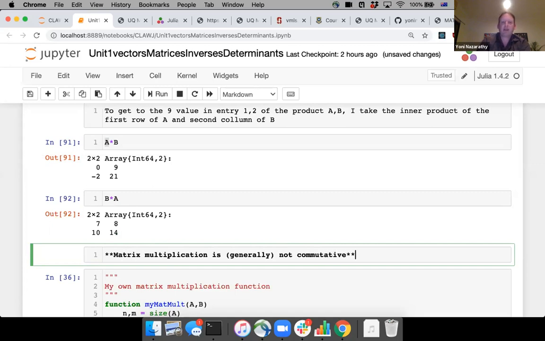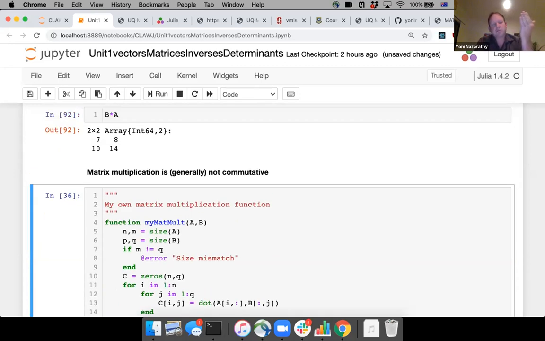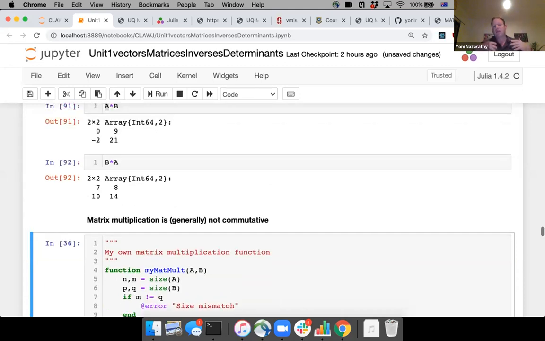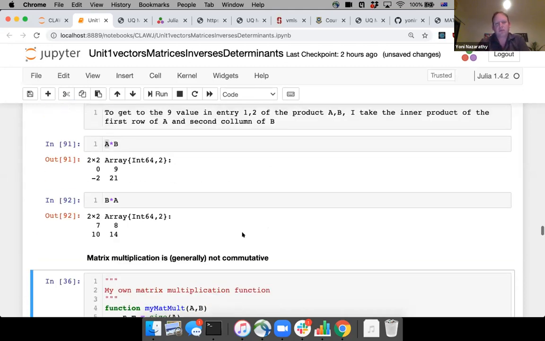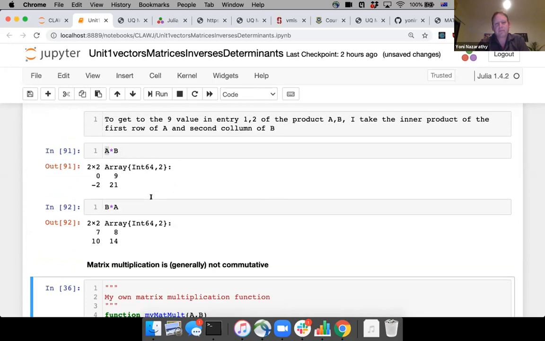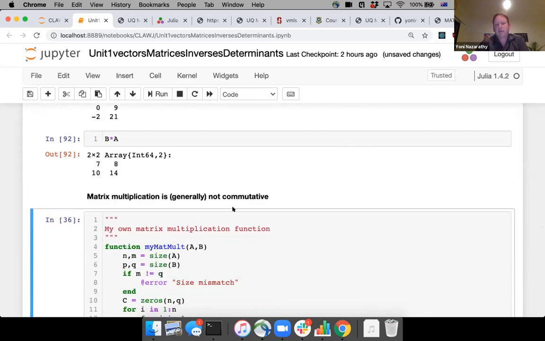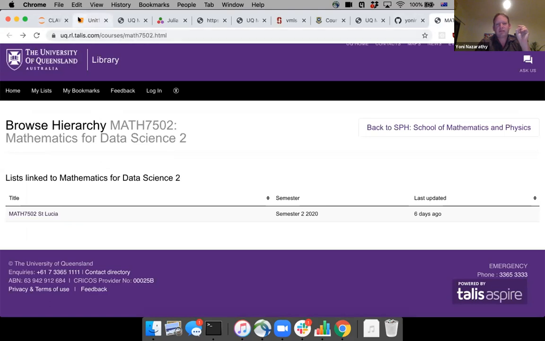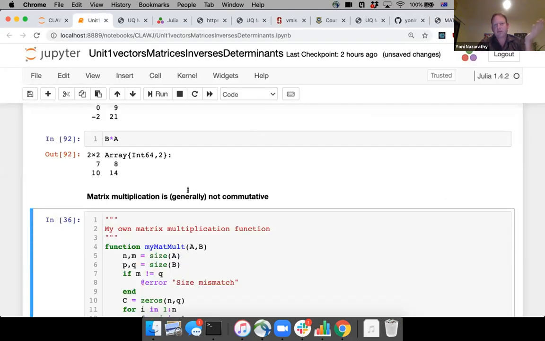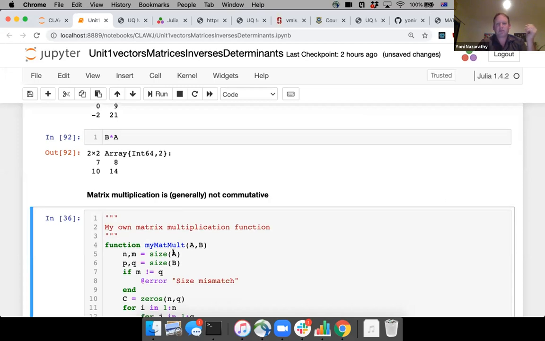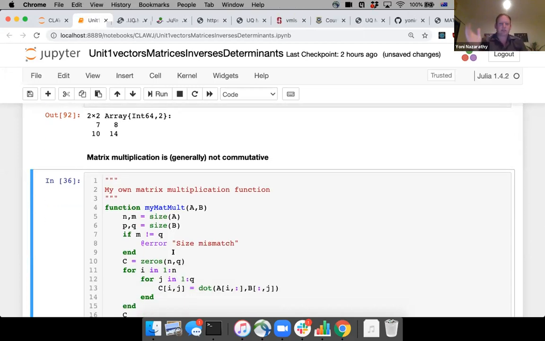Why do I say generally? Because there are specific matrices that commute. I can find matrices that commute, but if I take two arbitrary matrices, then the order of the multiplication matters. Of course, for multiplication, the number of columns in the first matrix has to match the number of rows in the second matrix. All of the matrix multiplication and more is in the MATH7501 reader, as well as the references. But this whole course has matrix multiplication nonstop, so I'm brushing over it, because we're going to see a whole bunch.